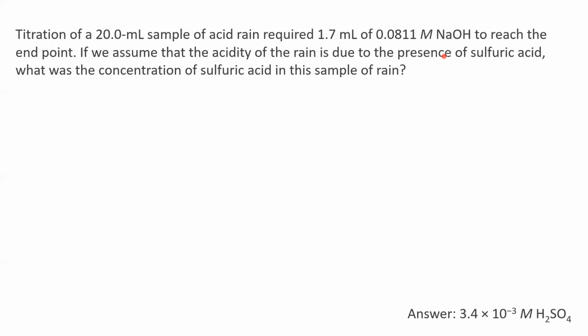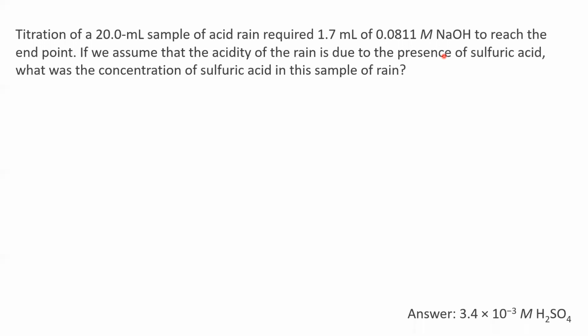So it says titration of 20.0 milliliters of an acid rain sample requires 1.7 milliliters of 0.01811 molar sodium hydroxide to reach its endpoint. Okay, that just means that the neutralization has taken place. If we assume that the acidity of the acid rain is due to the presence of sulfuric acid, so that's going to be our acid, what was the concentration of the sulfuric acid in that acid rain?